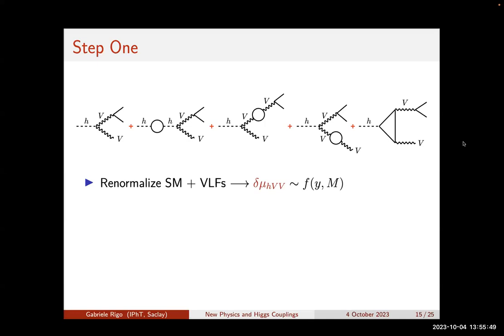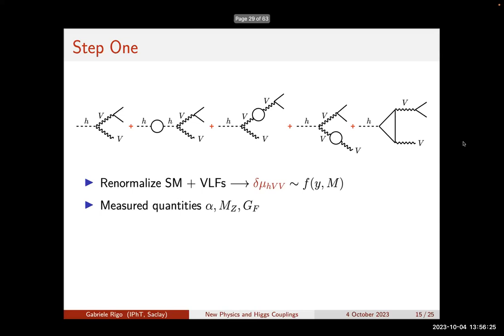And the result of this computation is that you will obtain a deviation, let's say delta mu, in this coupling, which is a function of the parameters of the new fermions. Generically here, I'm writing y for the Yukawas of the new fermions and m for their masses. Let's say that I'm calling mu the relative deviation, so some delta g over g. Then the outcome of the calculation is to write this as a function of the Yukawas and the masses, and of course other standard model parameters.